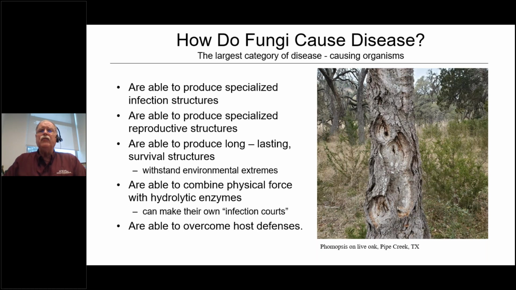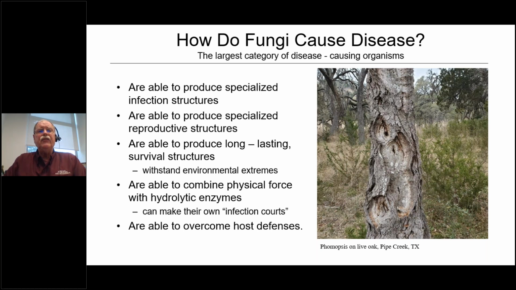We have many times talked about these. I mean, think fungal mat with oak wilt. That's a specialized reproductive structure produced by a fungus. And these specialized reproductive structures have evolved to maximize the ability for the pathogen to reproduce and distribute in the environment. Third, fungi are able to produce long-lasting survival structures so that they can withstand environmental extremes. We're going to talk about what some of those are in just a second.